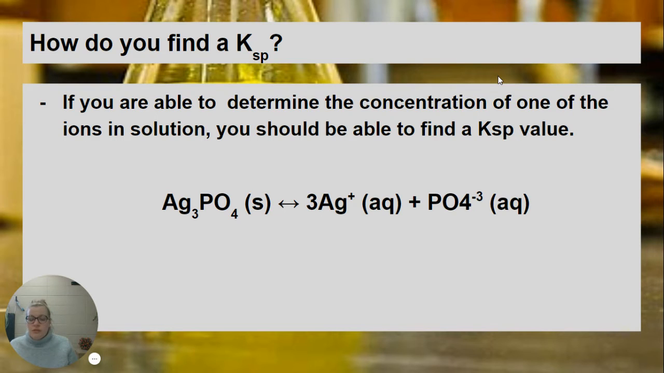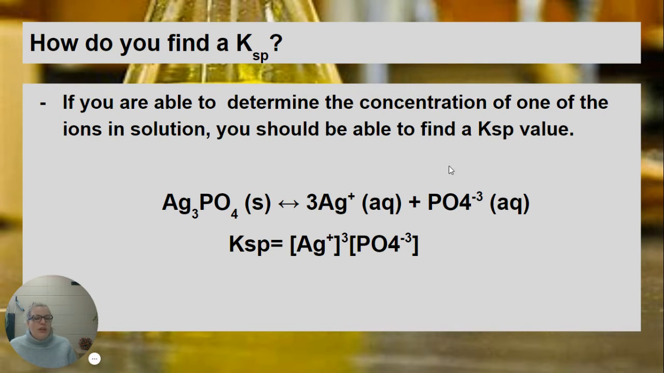So if we look at this example, this is silver phosphate, Ag3PO4. When it dissolves into water, it breaks up into 3 silver plus ions and then a phosphate ion, right? So what happens is if I know that at equilibrium my concentration of silver is a certain concentration, I can figure out what my concentration of phosphate must be. And then if I plug them into my KSP expression, I'm going to be able to get the KSP. So if I know my silver concentration and I know my phosphate concentration, I can figure out my KSP value.